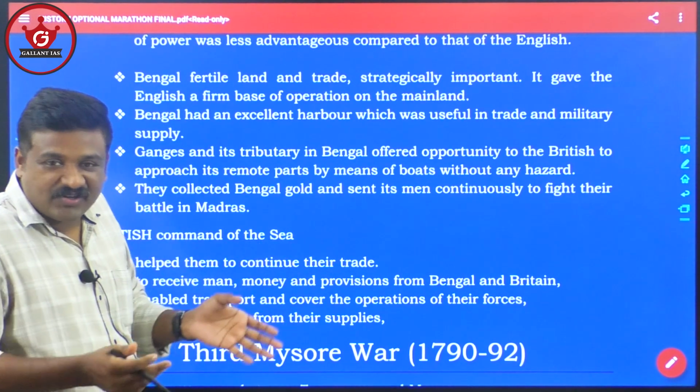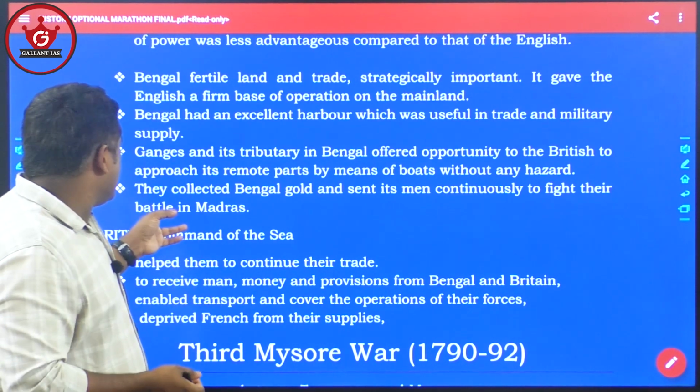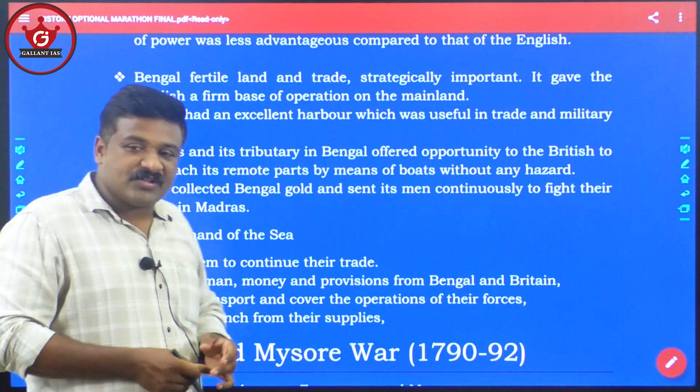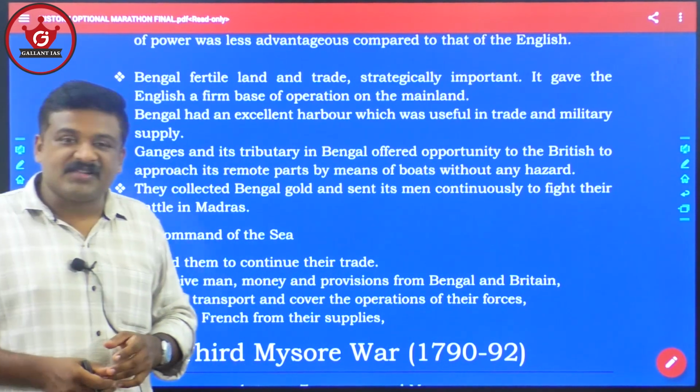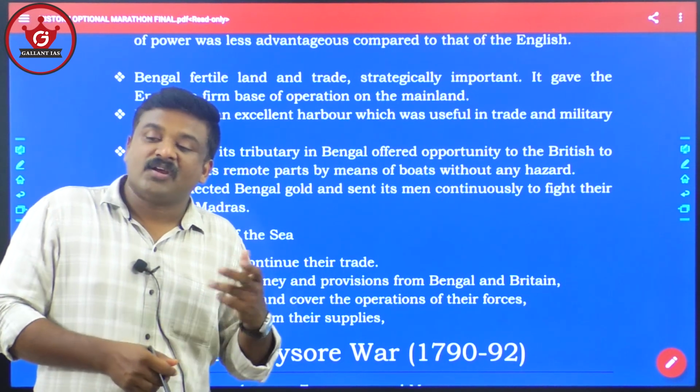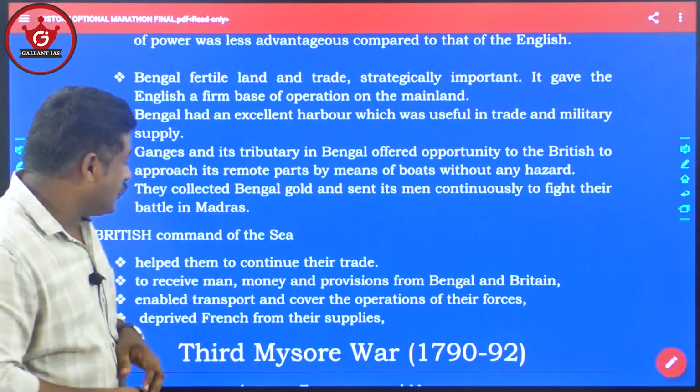The British collected Bengal gold and continuously sent men to fight the battles in Madras. So imagine, Bengal is a rich land of resources, minerals, gold, diamonds, and iron.